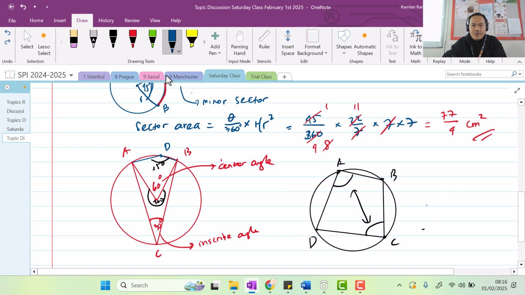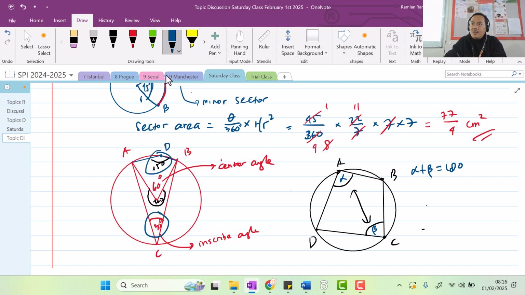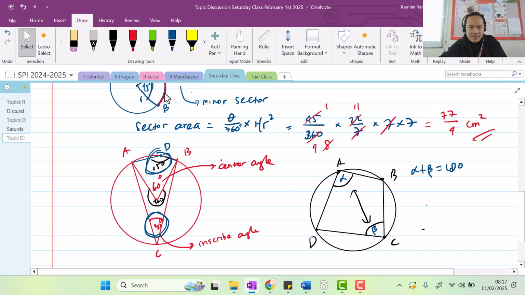So if we say that, let's say this is alpha and beta, alpha plus beta equals 180. Which means that if I add this and this, there will be 180, right? So notice that if I know that this is 30, then this is just 180 minus 30. What is 180 minus 30? It's 150. It's the same thing, right? So we have two methods on how to find that angle. Okay, let's go to the next one.